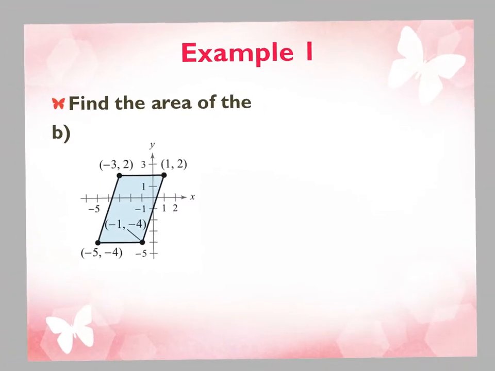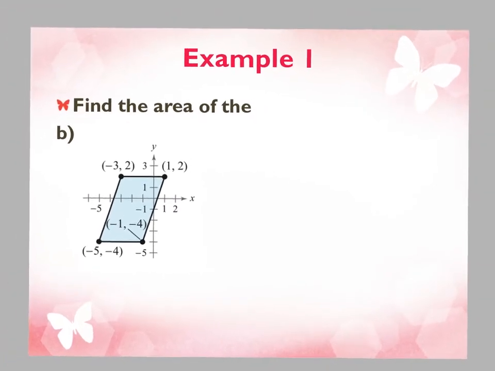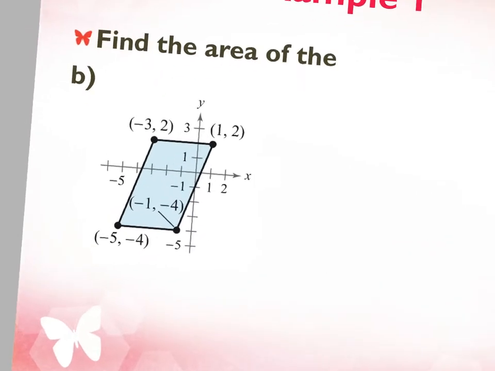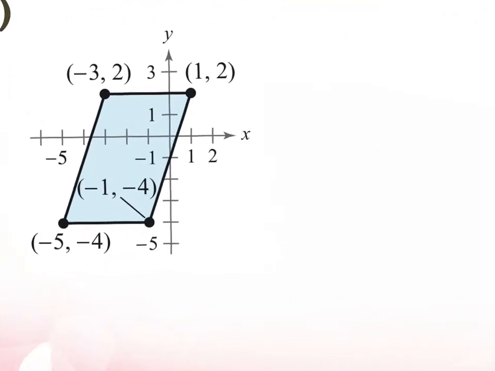Okay, example 1, but letter B, says to find the area of this given shape. So this is actually a parallelogram. It's not a triangle. I'll give you a second to think about how you could find it based on what we just talked about. Hopefully you were thinking that this parallelogram is formed by 2 triangles. So if I were just to find the area of triangle A here, and then area of triangle B here, and then add them together in the end, I'd get the area of the whole parallelogram.